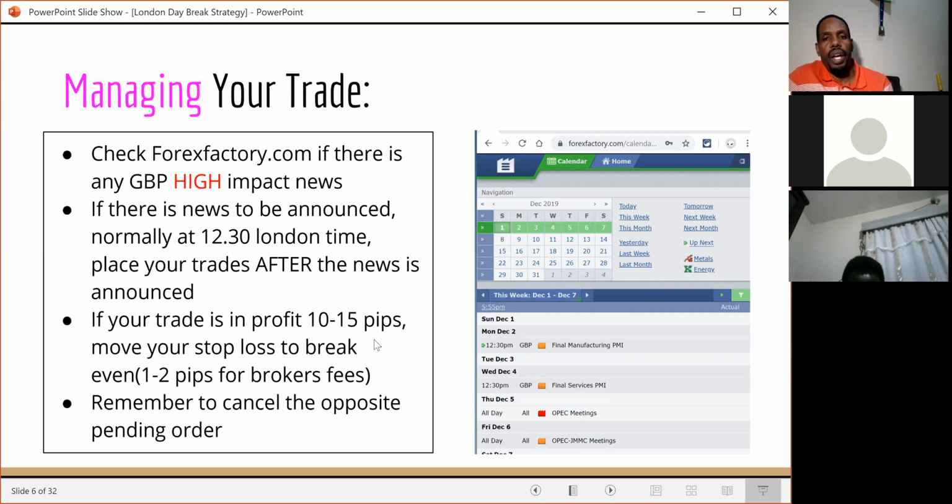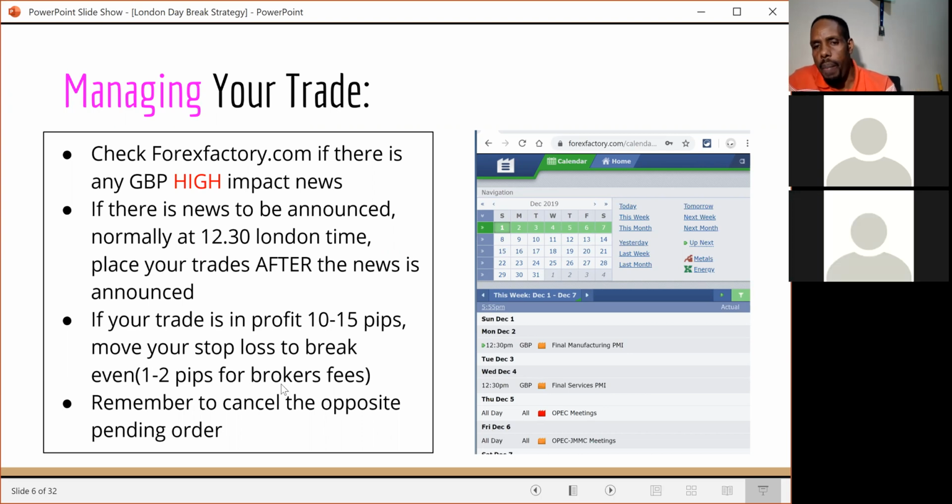All right. Okay, so if your trade is in profit 10 to 15 pips, you move your stop loss to break even. That is, depending on how much your broker fees are. If your broker fees require 1 or 2 pips, that's where you place your stop loss. You bring your stop loss there, so that you are now on a risk-free trade. All right. So that's something that you need to observe. Then remember at that point to cancel your opposite pending trade.